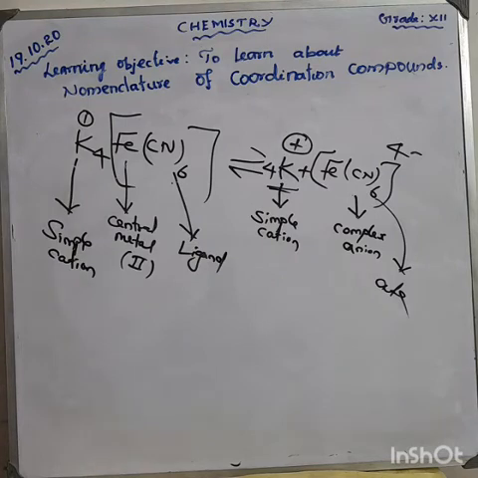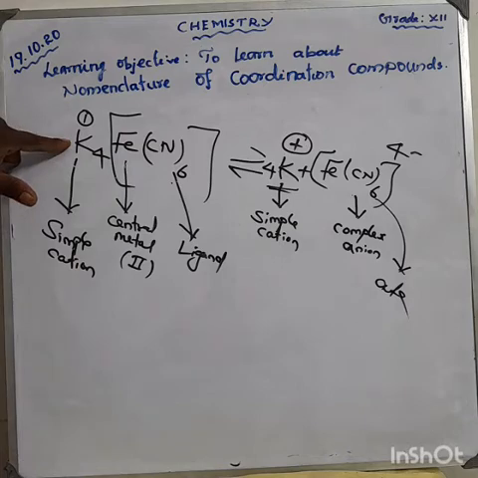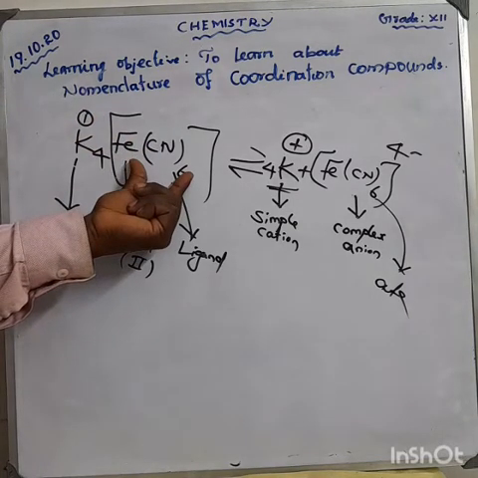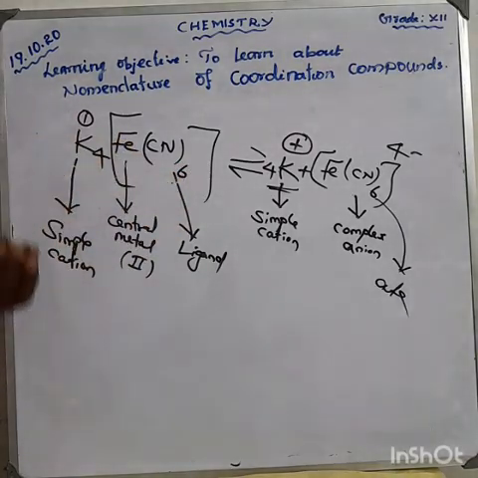I will tell you. So anyhow, this is one of the complexes. First we usually start with the cation named first, followed by the coordination entity. Okay, followed by the coordination entity. The ion may be complex. Okay, that is the first rule.